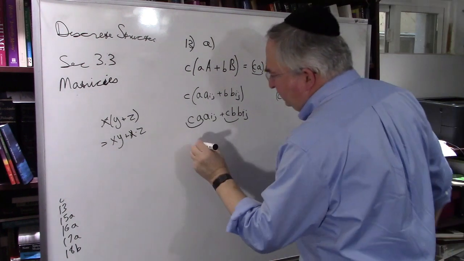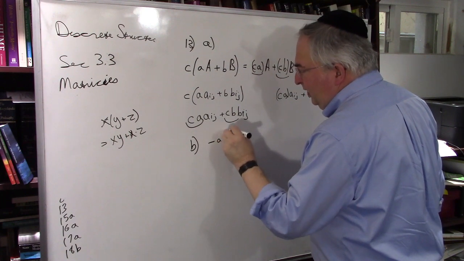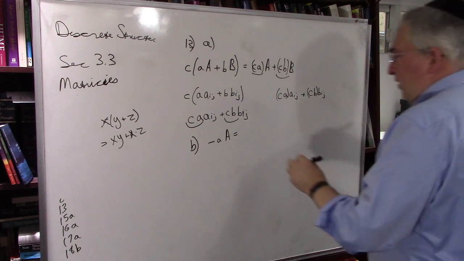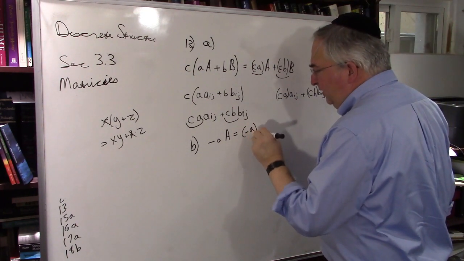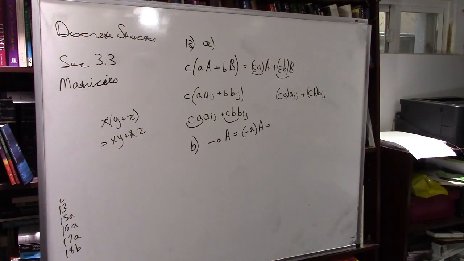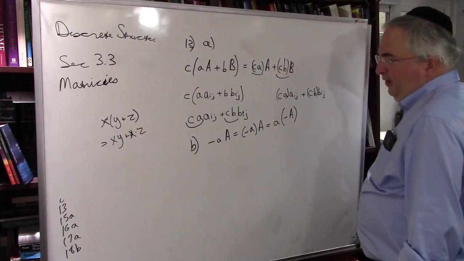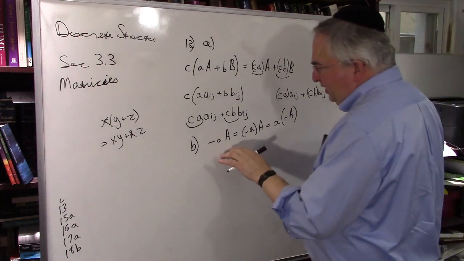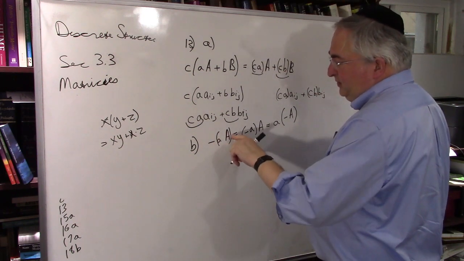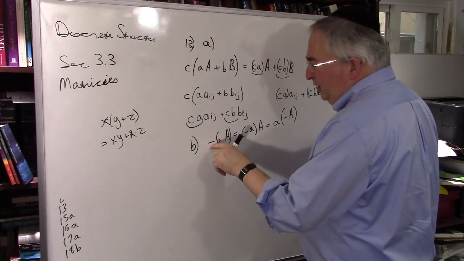Okay, that's good. Part B, we want minus A times A is equal to minus A times A, which is equal to A times minus A. Okay, let me just say, so what is this? This is probably like this. What that means is take the entries in A, multiply them by small a, and put a negative in front of them.